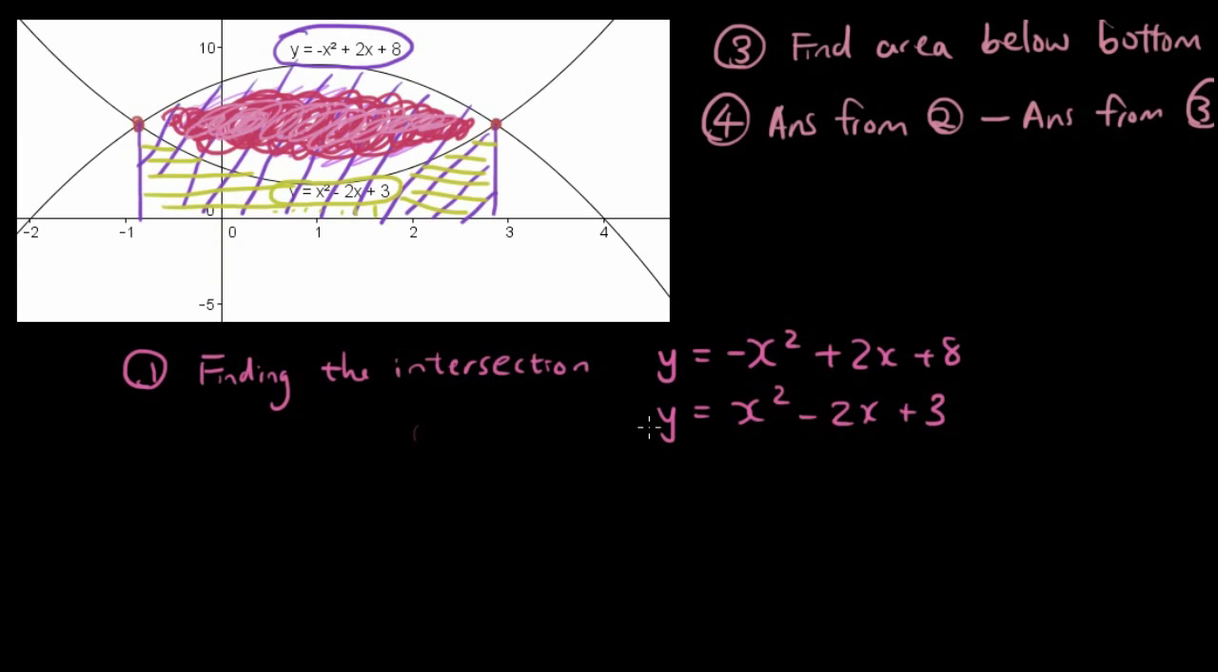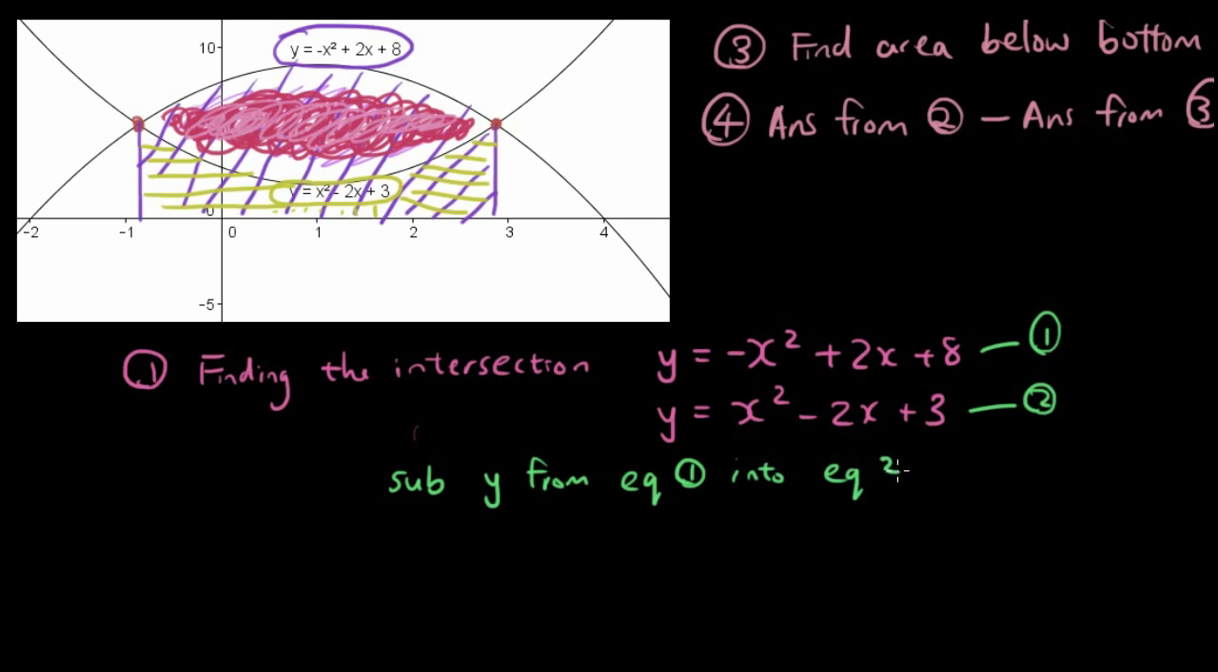Now, if you remember how to find the intersection between two lines, basically we have to use simultaneous equations. What that means is we need to find values for x and y that can fit into both equations. To solve a simultaneous equation, let's call this equation 1 and this equation 2. You're going to substitute y from equation 1 into equation 2.